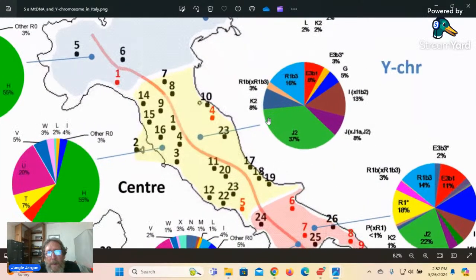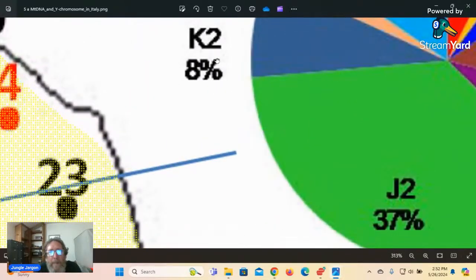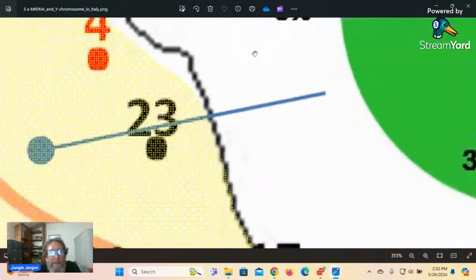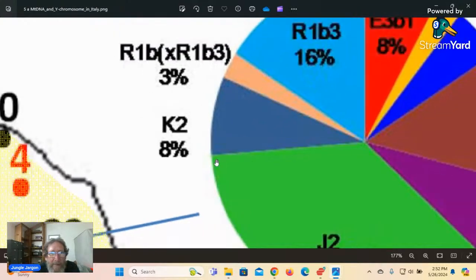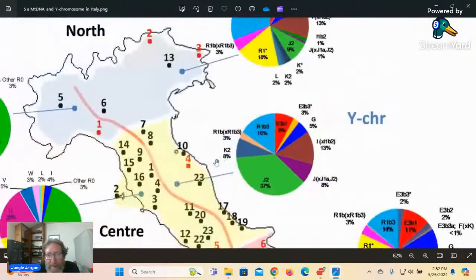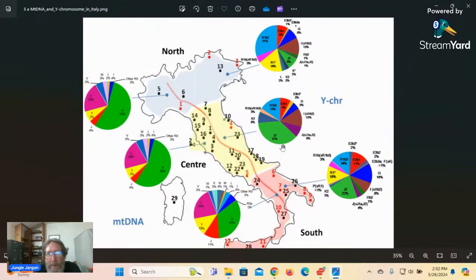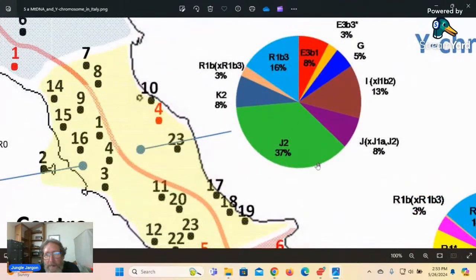reemphasize, you have the K2, 8% of the population of central Italy is K2, 8% today of the original inhabitants of Italy, or the principal original inhabitants of Italy. Of course, the rest are all outsiders. This, J2 is from the outside, J-I, G is the Assyrians, E is Mitzrayim, R1B is Riphath, R1B, R1A, whatever. But 8%, that's a huge signature of the descendants of Tubal in Italy.